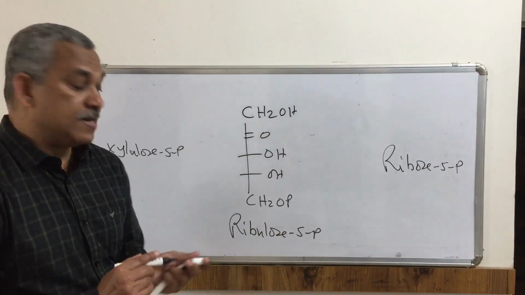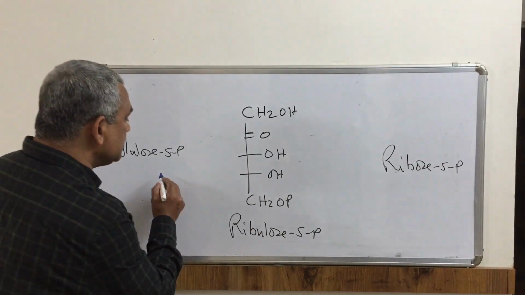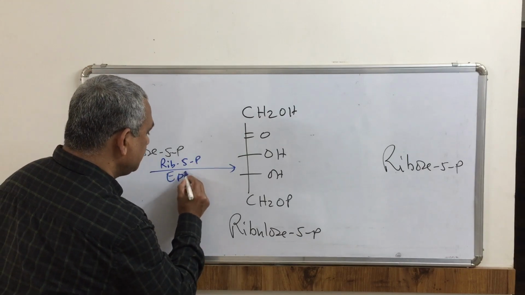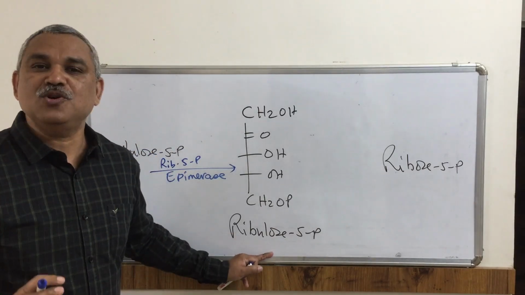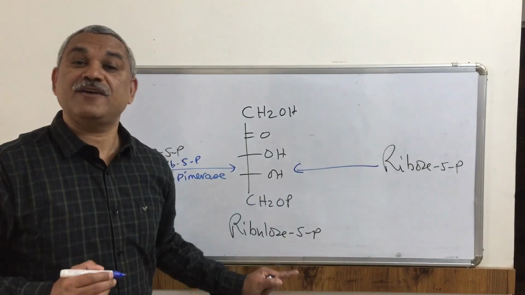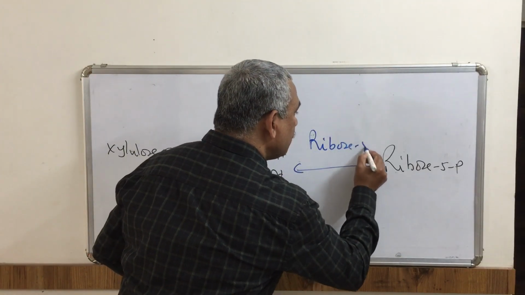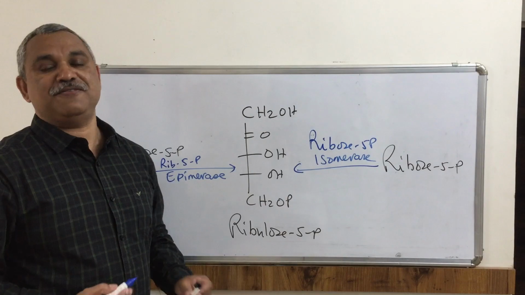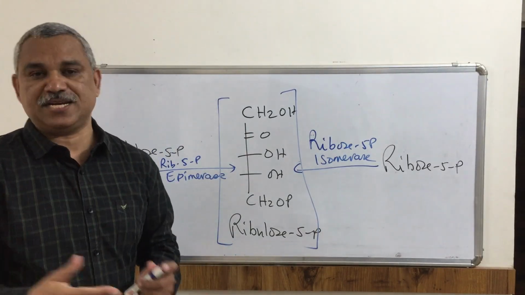Now, xylulose 5-phosphate is an epimer of ribulose 5-phosphate. So therefore, there is an enzyme known as ribulose 5-phosphate epimerase. So this enzyme will convert xylulose 5-phosphate into ribulose 5-phosphate. Simple reaction. Similarly, ribose 5-phosphate and ribulose 5-phosphate are isomers. So therefore, ribose 5-phosphate isomerase will convert ribose 5-phosphate into ribulose 5-phosphate. So this is how the production of ribulose 5-phosphate is taken care of.